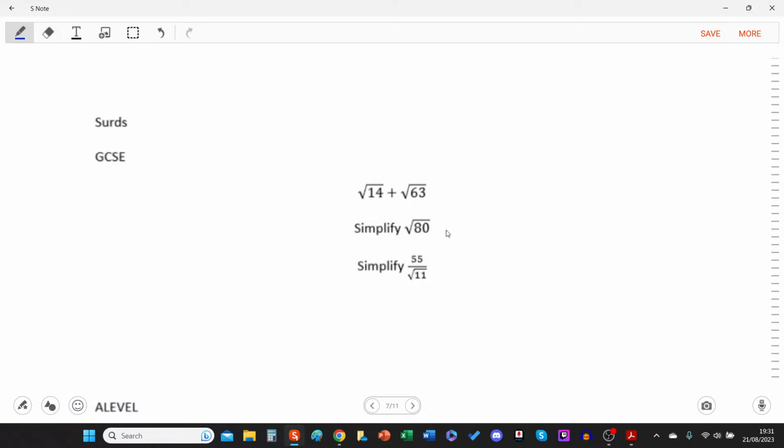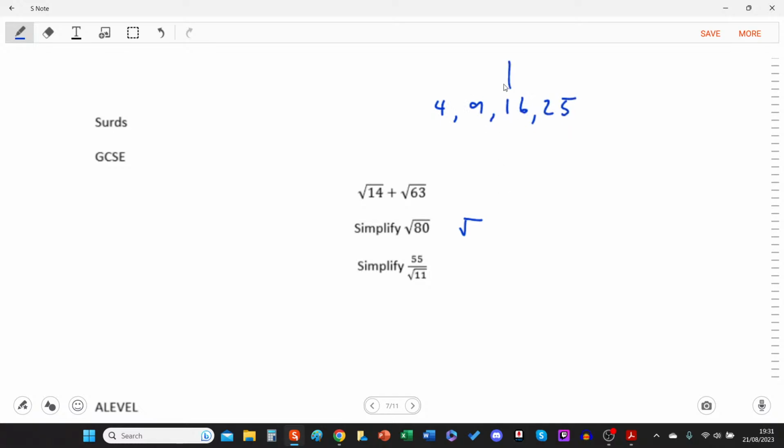Simplifying with the root 80, same thing. We're going to be thinking about factors that go into 80 that are also square. So, thinking about those factors, you can write them out. So what do you have? 4, and these are square numbers that are going to be useful for us. 25.